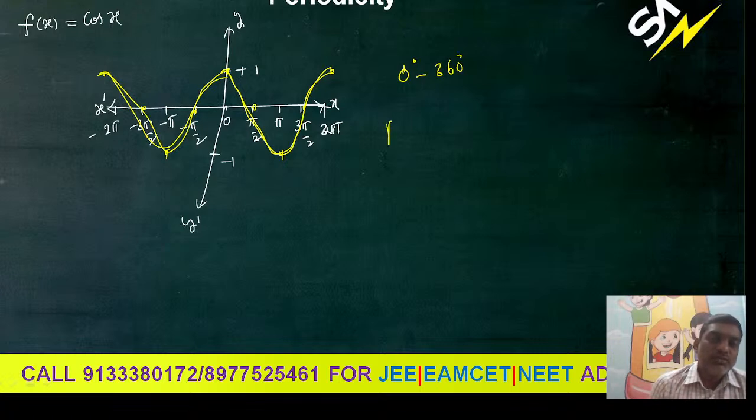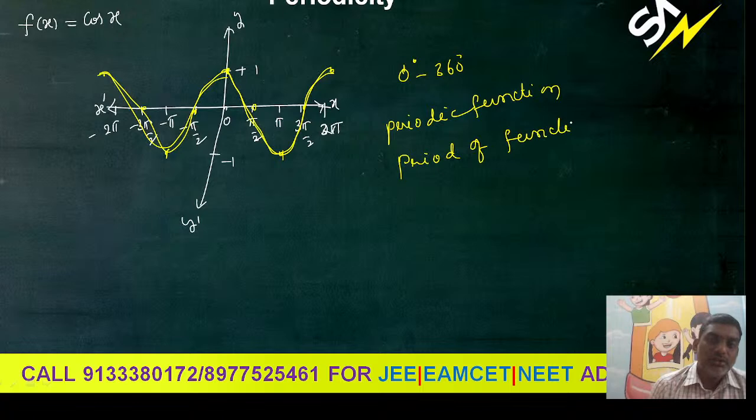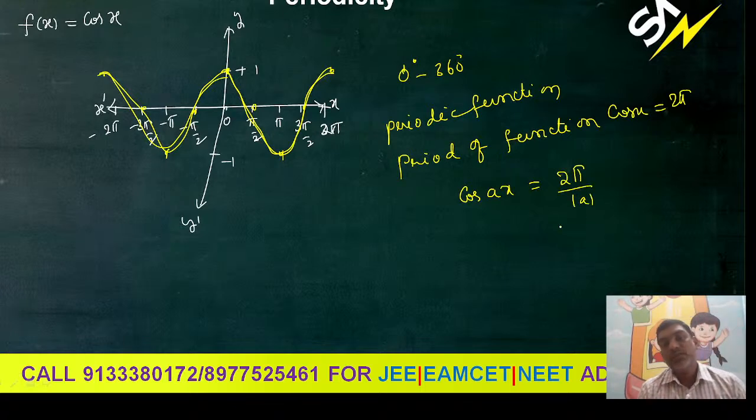So from this, what do we write? We can write that cos x is a periodic function. The first point is that cos x is a periodic function, and the period of cos x is 2 pi. And suppose the function is looking like cos ax, then what do we write? We can write 2 pi divided by modulus of a. The coefficient of x is a, that is the reason we are writing 2 pi divided by modulus of a.